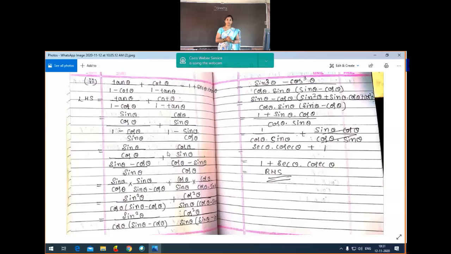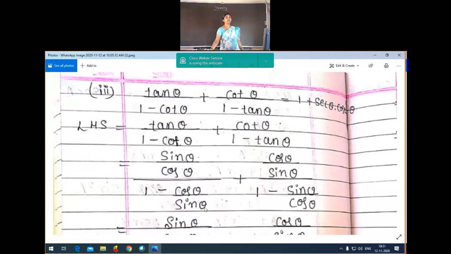Next, third problem. Let us see the third question now. So what is that third problem? Tan theta divided by 1 minus cot theta plus cot theta divided by 1 minus tan theta, which is equal to 1 plus secant theta into cosec theta. See, this is cosec theta. I took the small notebook, that's why it happens. So tan theta by 1 minus cot theta plus cot theta divided by 1 minus tan theta is equal to what result we need actually? 1 plus sec theta into cosec theta.